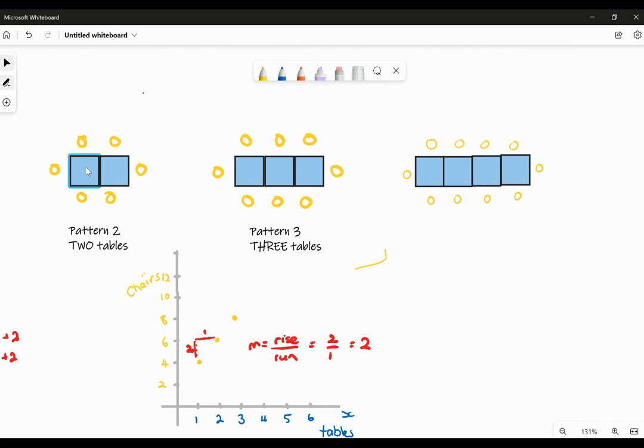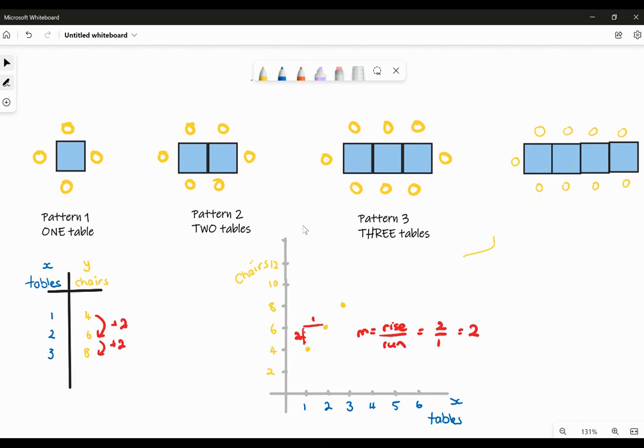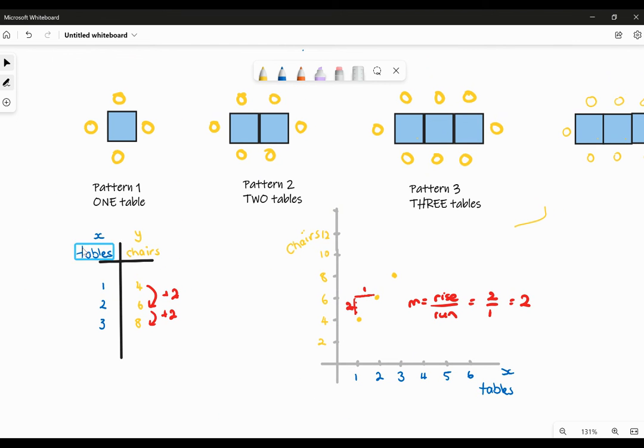Oopsies, how do I move this? Okay, so we can make a table like this. X is the number of tables, Y is the number of chairs, and I've just put these numbers in. 1 table, 2 tables, 3 tables, and I've just counted out the number of chairs. 1, 2, 3, 4. 2 tables, 1, 2, 3, 4, 5, 6, and put them into this table. Same with this one. I haven't got the last one. If you want to put them in, you can.